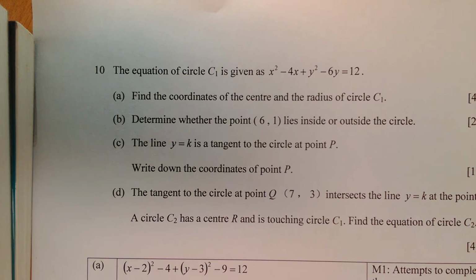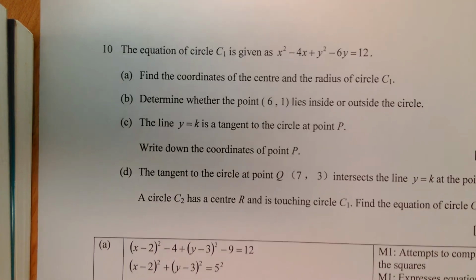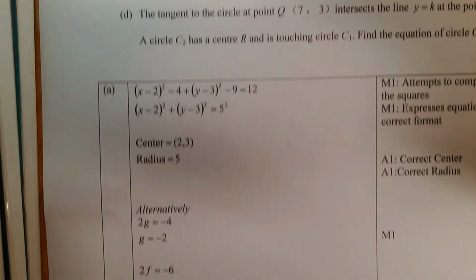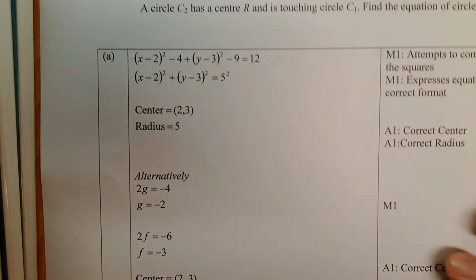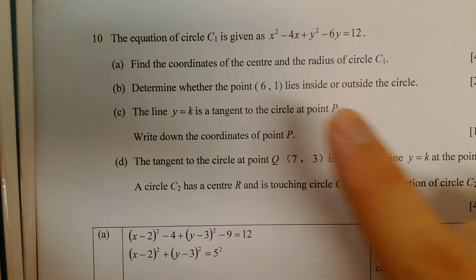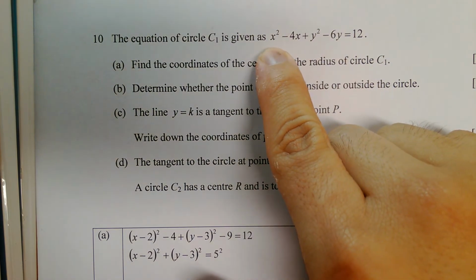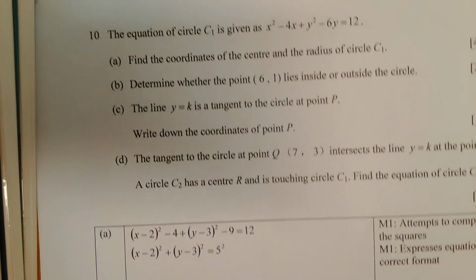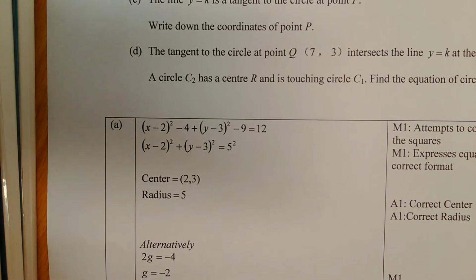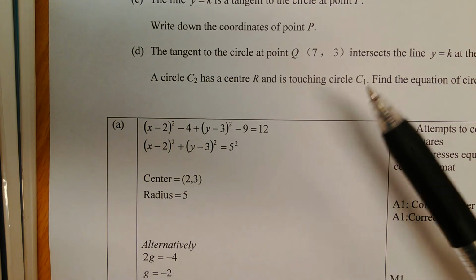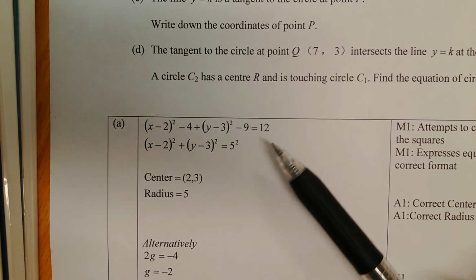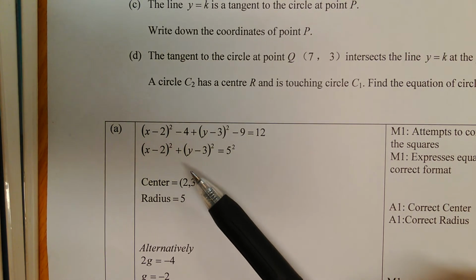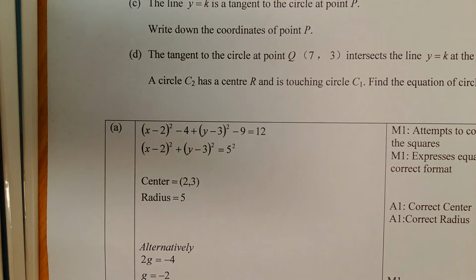Okay, these are solutions to question 10. First one, to find the equation of the circle, quite simple really. What we do is we take the equation, we complete the square. So if you notice down here, we complete the square for x squared minus 4x, and we also complete the square for y squared minus 6y. So if you notice what I've done here, I've completed the square for the terms I've mentioned above. In the end, you rearrange the equation to get this form, which is the equation of circle.